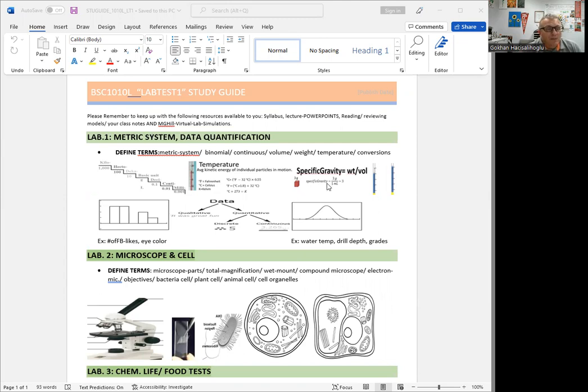We have four labs again. Lab one was the metric system and data quantification. So make sure that you look over the metric system and make sure that you can actually convert from non-metric to metric and vice versa. Also know the terms like data.